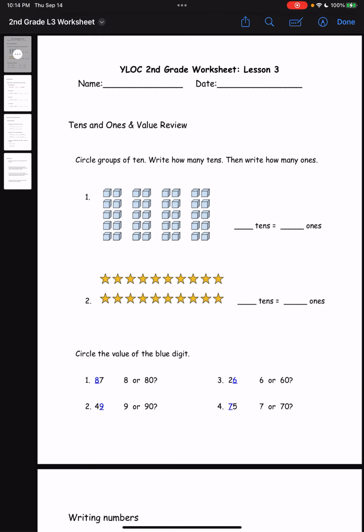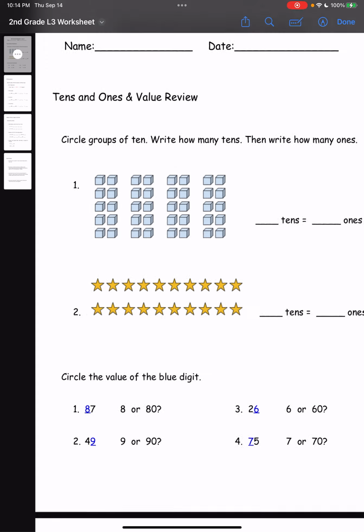Welcome to the Whylock worksheet number 3, or lesson 3. Here we begin with lesson tens and ones review value. So circle the groups of tens, write how many tens, and then write how many ones.